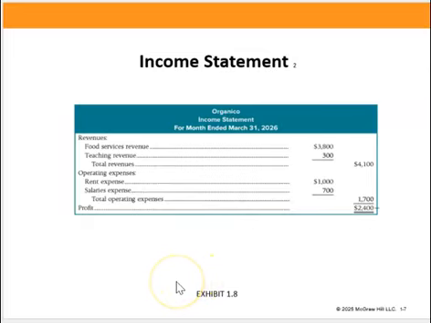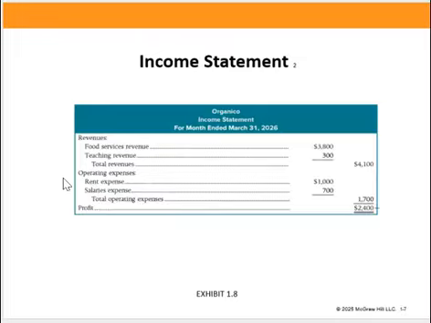And this is an example of an income statement. As you can see, there's revenue. In this case, it's a type of organization that sells both food services and earns teaching revenue. So you've got your food services revenue plus your teaching revenue to give you the total revenue. Then you have your expenses, or in this organization, they're calling it operating expenses because it's the expenses that they incur to operate their business.